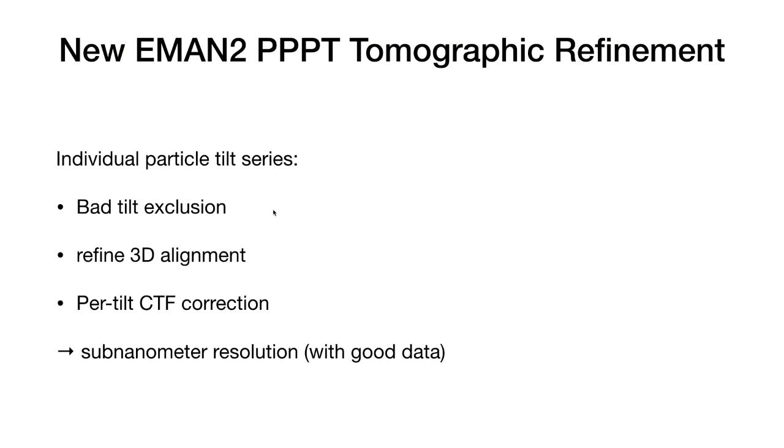So basically, we're doing three things. We're refining the 3D alignment parameters for each tilt for each particle. We're eliminating bad tilts for individual particles. So say you had, in one tilt, a fiducial marker wandered its way into the projection of that particular particle. You want to be able to exclude those bad tilts on a per tilt per particle basis. And then finally, we want to do per tilt CTF correction.